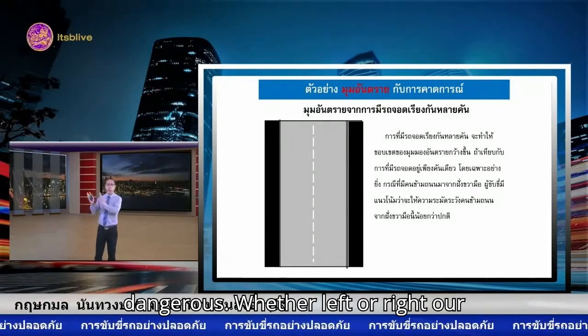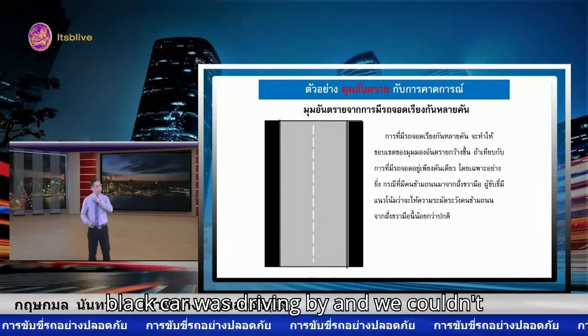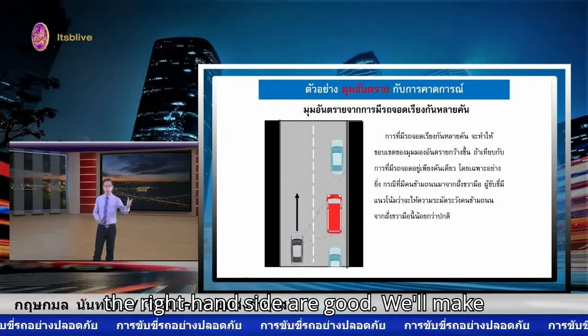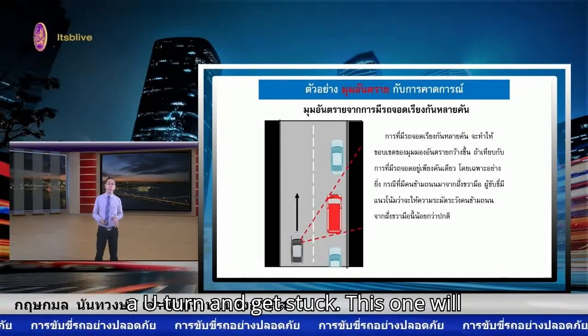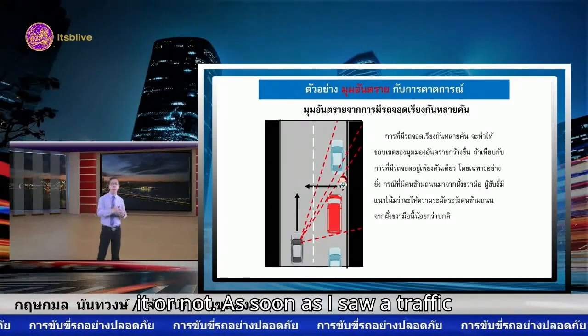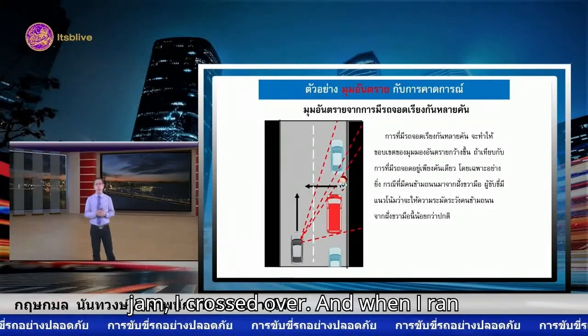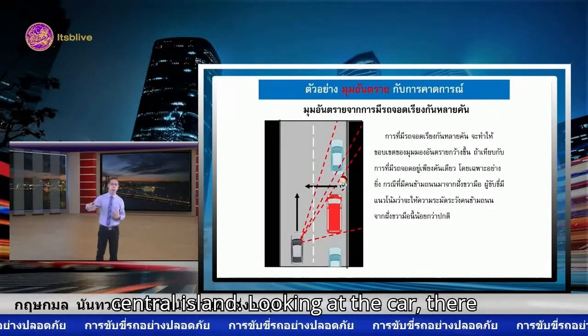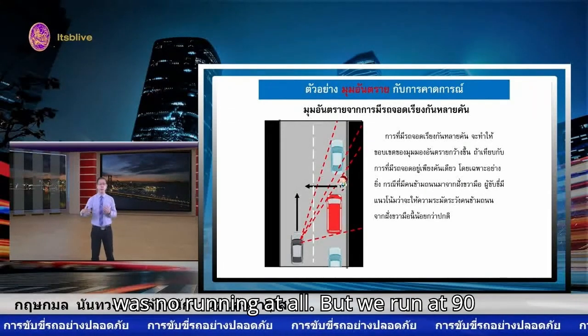Whether left or right, our black car was driving by and we couldn't see it. If there is a crossing, cars on the right hand side are good. We'll make a U-turn and get stuck. This one will come across, but he's not sure if that's it or not. As soon as I saw a traffic jam, I crossed over. And when I ran across, the first stop was on the central island. Looking at the car, there was no running at all.